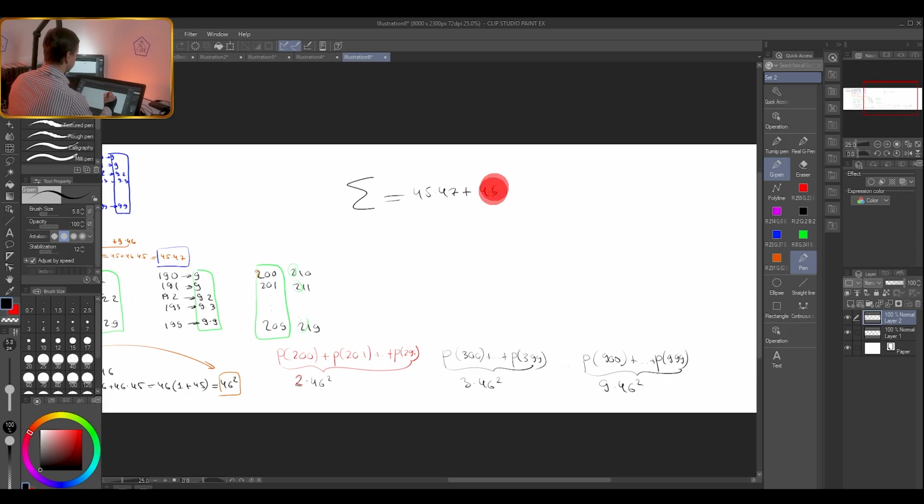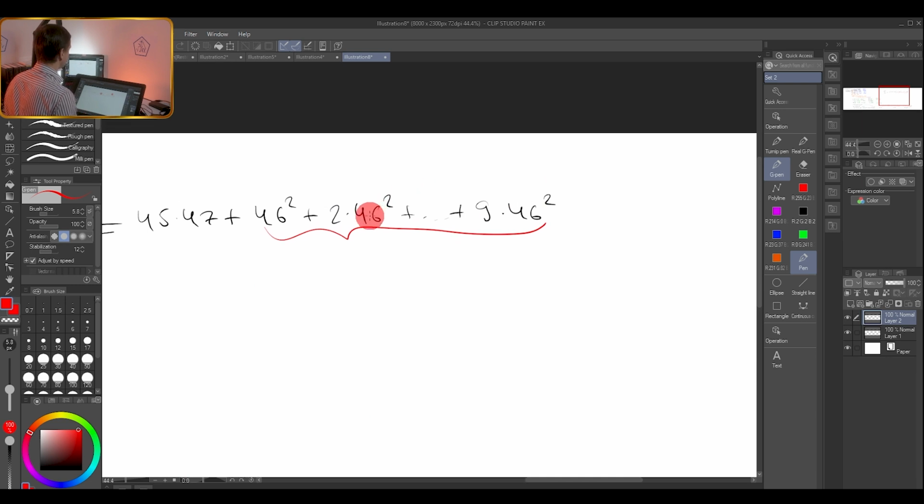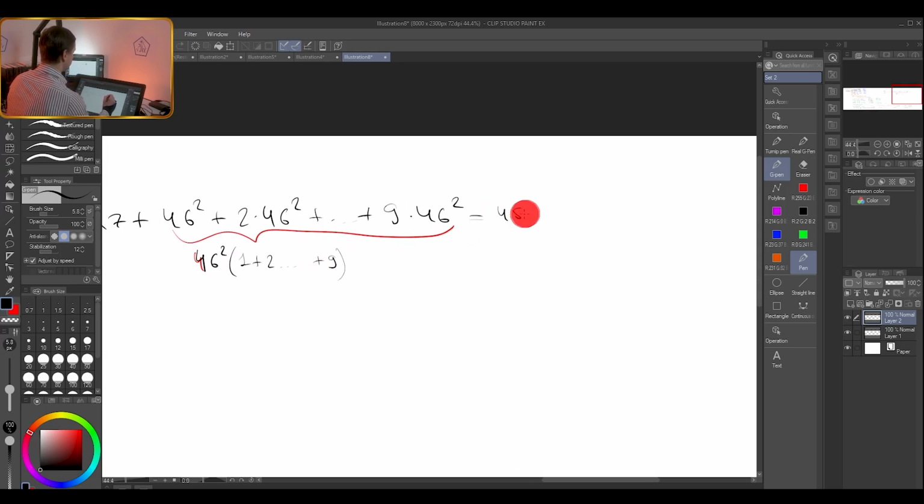So 46 squared plus 2 times 46 squared plus and so on plus 9 times 46 squared. Well, what can you tell about this sum here? This sum you can factor out 46 squared, and how will it look? It will look like this. 46 squared is factored out, and the sum in parentheses will be 1 plus 2 and so on plus 9, which is 45. And this total sum equals 45 times 47 plus 46 squared times 45.